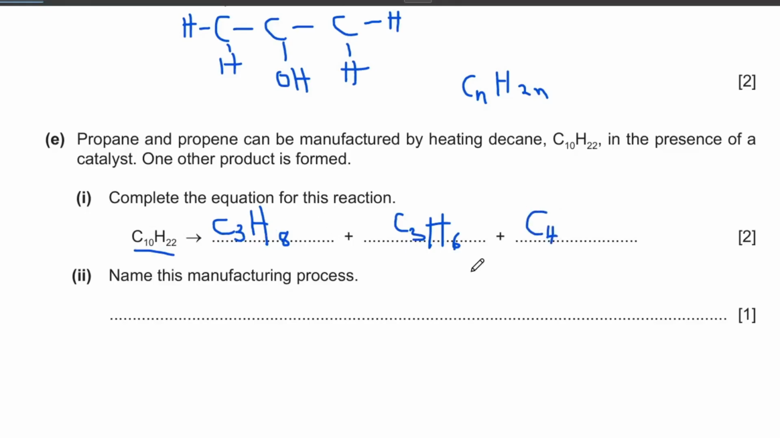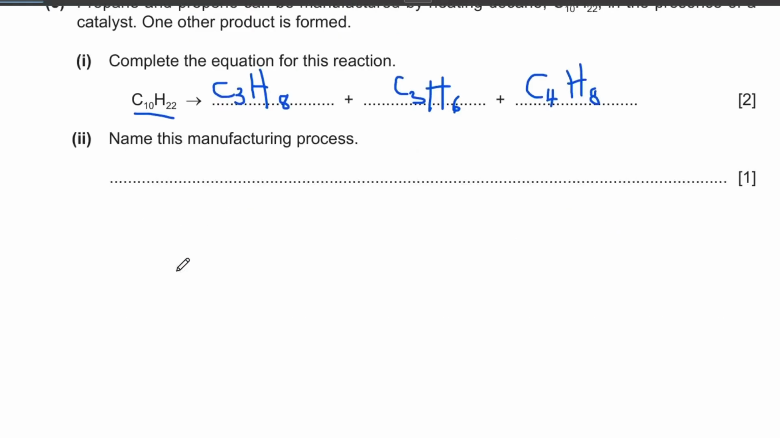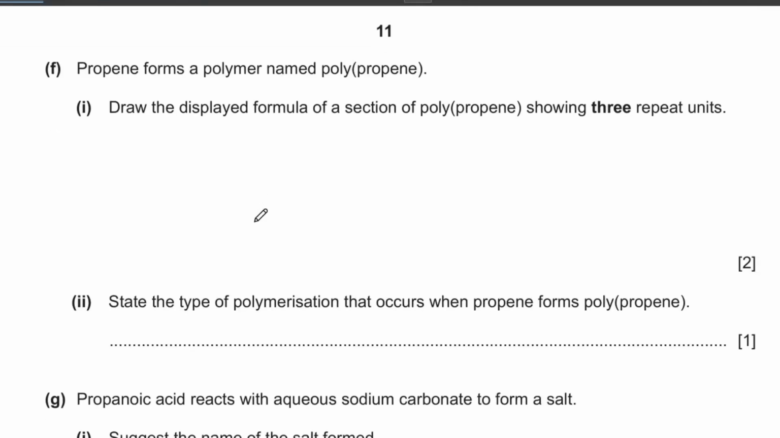And next, hydrogen. We have 8 hydrogen and 6 hydrogen. So 8 plus 6 is 14. So when you do 22 minus 14, it's going to give you 8. So this is the equation for this reaction. By the time you calculate, you count the number of carbon atoms and hydrogen, and the reactant is supposed to give you C10H22. Next question. Name this manufacturing process. The name of the process is cracking. Next question.